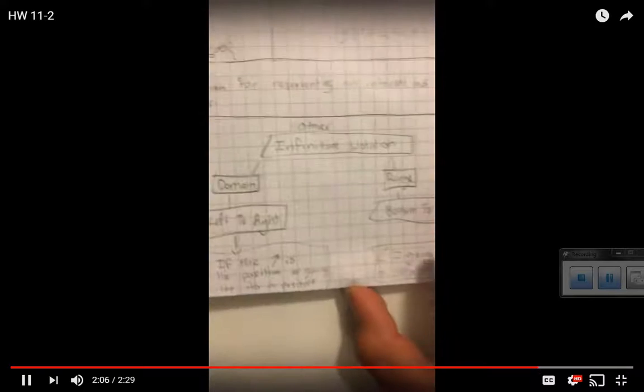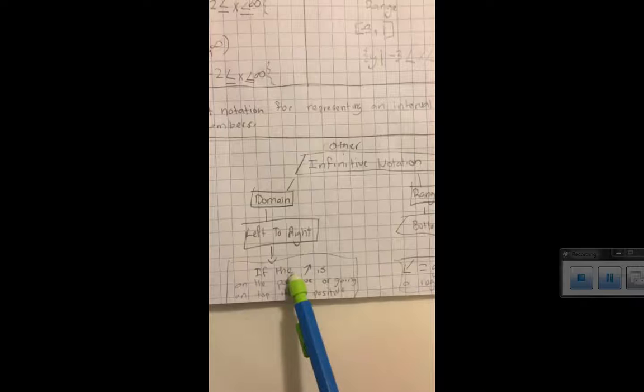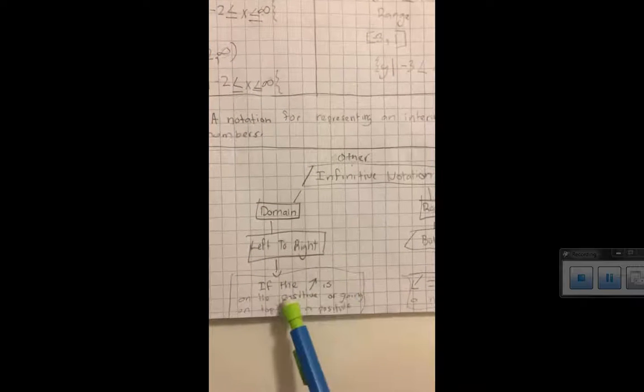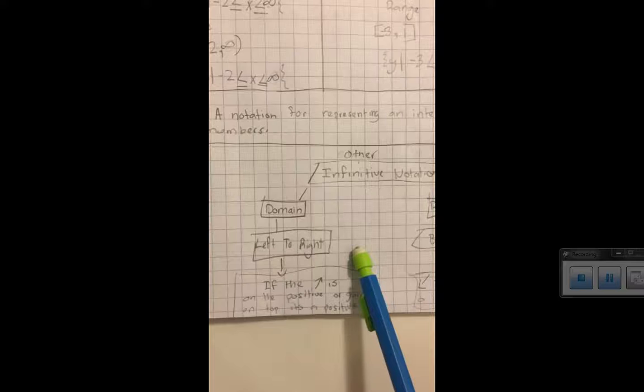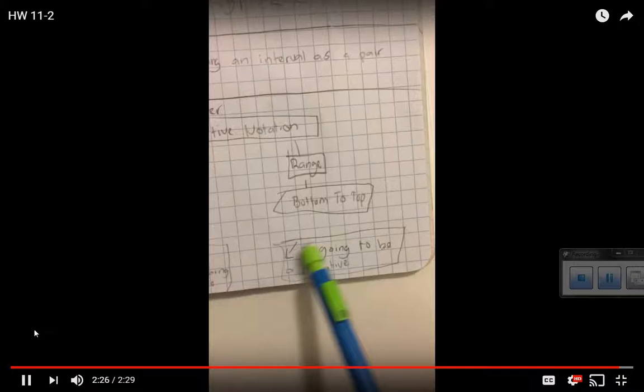And then going back here, we have the other way of showing it. We have infinite notation, domain, range, left to right, bottom to top. Then to sum this up, if the arrow is going up and it's on the top of the x-axis, it's going to be a positive. If it's going down and below the x-axis, it's going to be a negative.